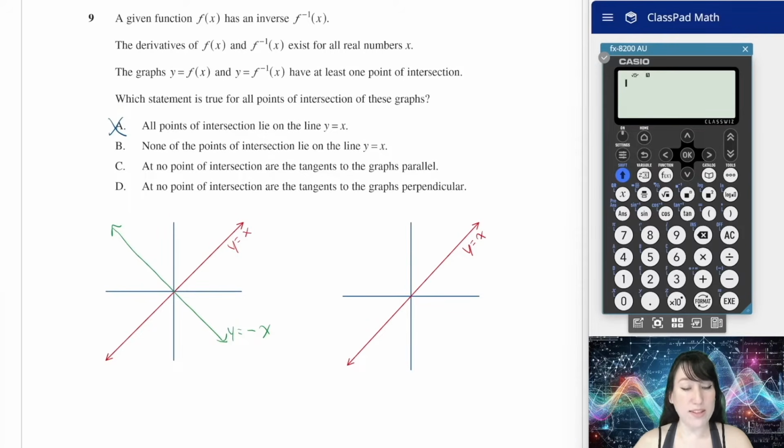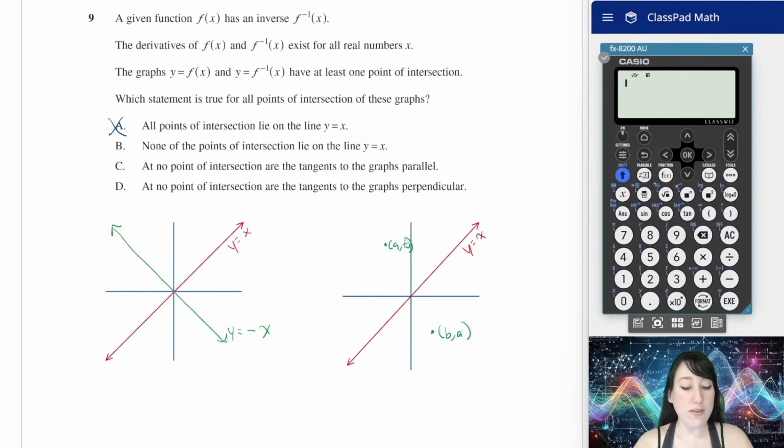Now, while it is possible to have intersections that are not on the line y equals x, is it possible for these kinds of functions to have at least one intersection, but none on the line y equals x? Let's think about that. Let's say our graph and its inverse have an intersection at some point (a, b). Then, because they're inverses, they will also have to have an intersection at the point (b, a). Could these be the only points of intersection?